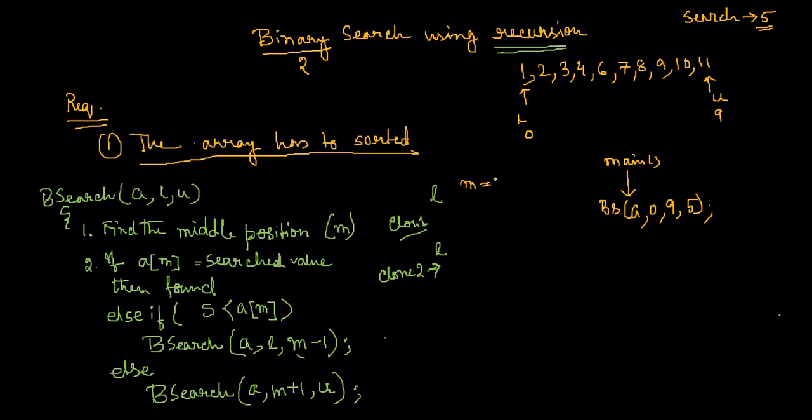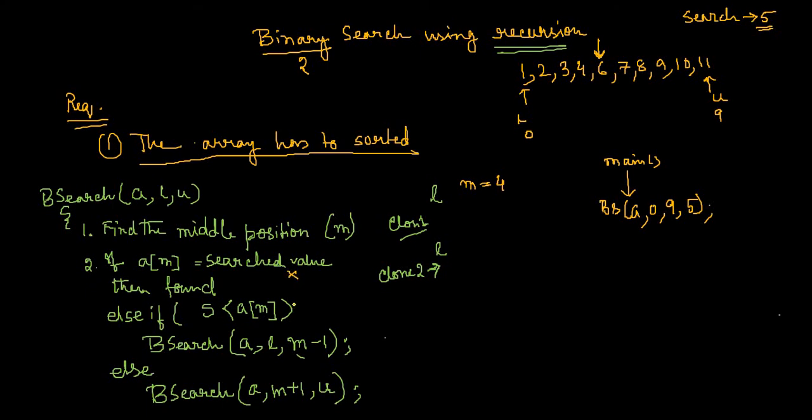0 plus 9 by 2, that means 4, right? So 4 means 0, 1, 2, 3, 4. Somewhere over here, this location will be the middle one. Now, you see, A of M, that is 6, is not same as what I am searching. So this particular condition fails.